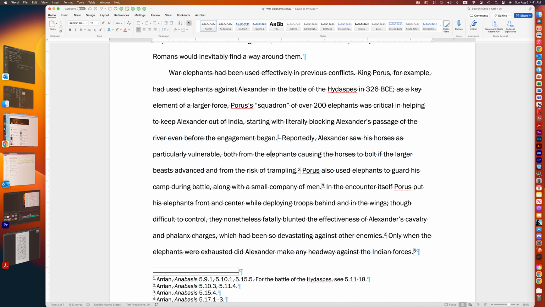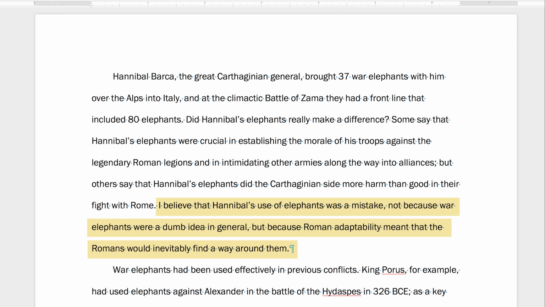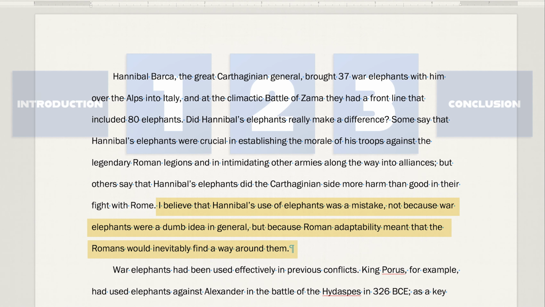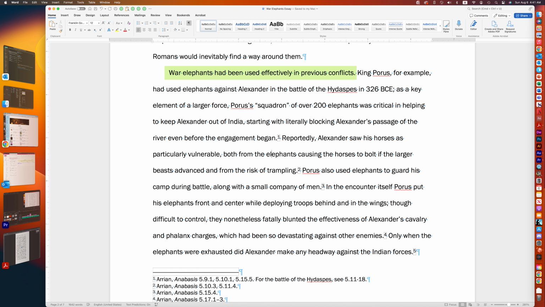Define each section by starting with an assertion. In my Hannibal thesis, I say that using elephants against the Romans was misguided, not because elephants were a bad idea, but because the Romans would adapt to their use. That gives me 3 sections, 3 things I need to show in this paper. In this case, that's war elephants were useful otherwise, Romans were adaptable generally, Romans adapted to the elephants. So, my first section is about war elephants being useful otherwise, the first of my reasons why the thesis is true. I start by stating that.